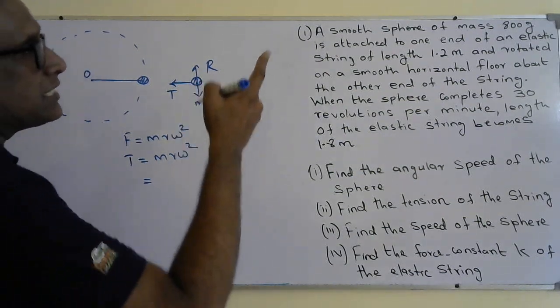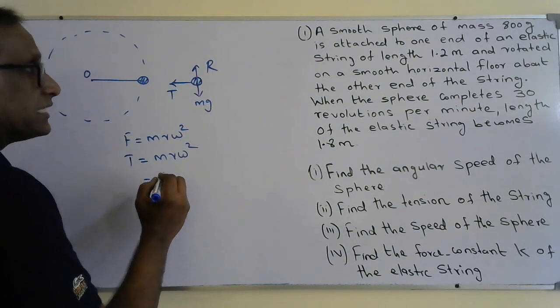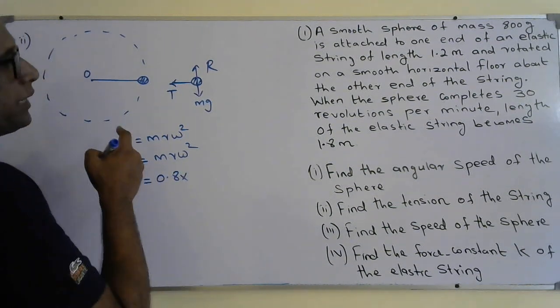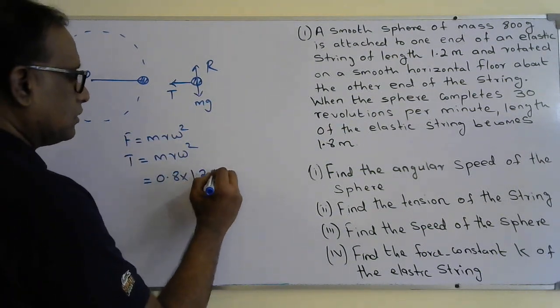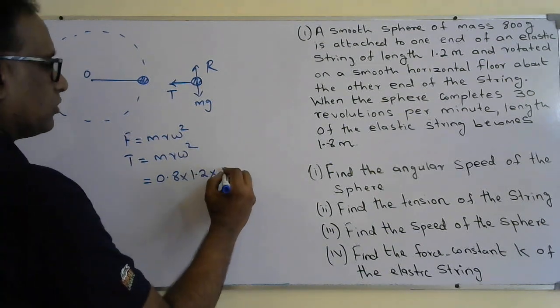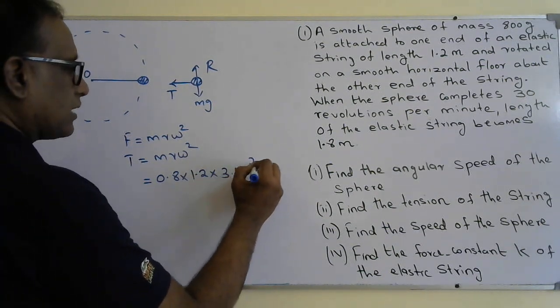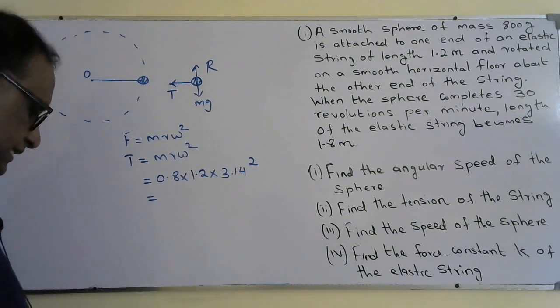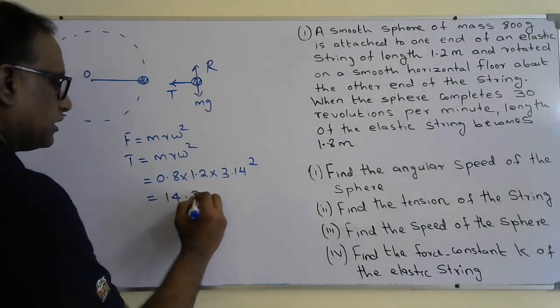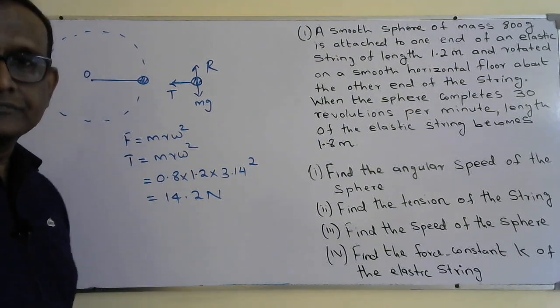The mass of the sphere is given as 800 grams, converted to kilogram, 0.8. The radius of the circular orbit is 1.2. And omega we already found, 3.14, squared. Solve it and you will get the tension, equal to 14.2 Newton. That will be the tension of the string.